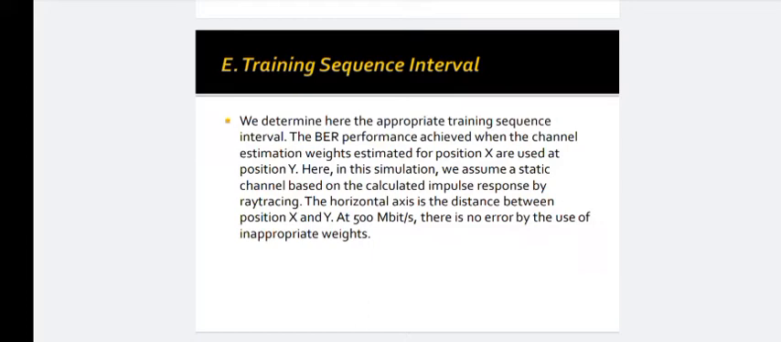On the horizontal axis is the distance between x and y. At the position at the 500 bits, there is no error by using appropriate weights.